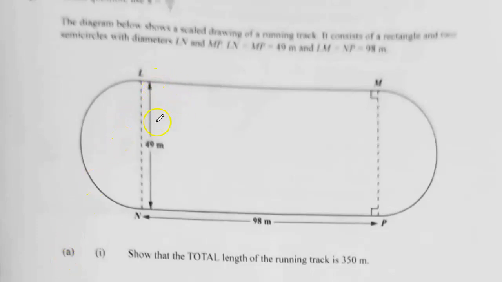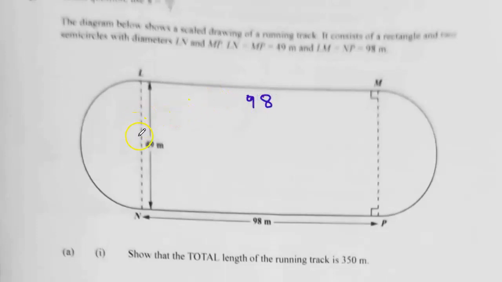Notice the track is basically a rectangle in the middle and a semicircle on either end. Show that the total length of the running track is 350. So we basically want the perimeter of the track, right? Of this shape. So this would also be 98.